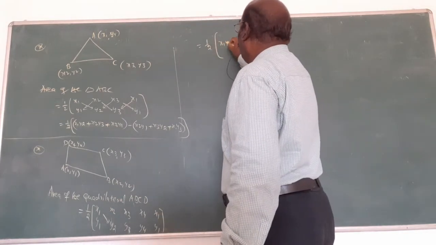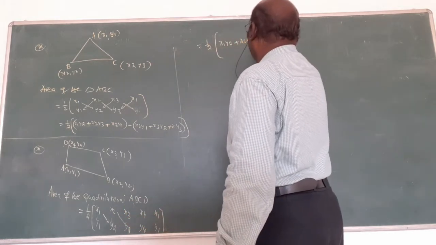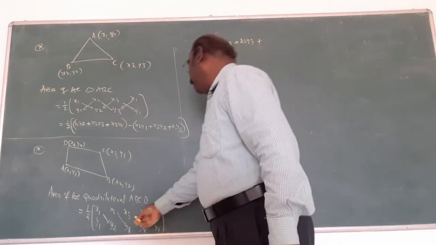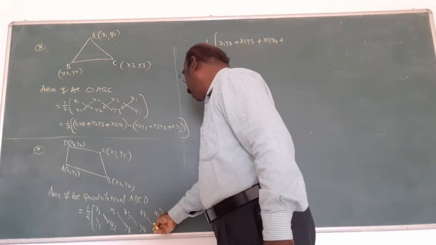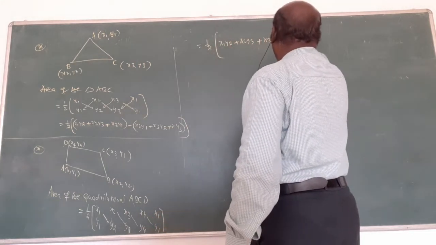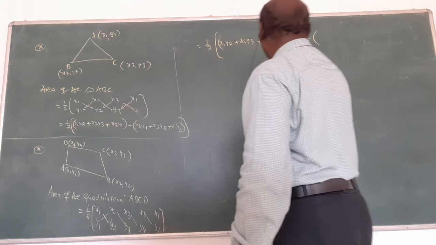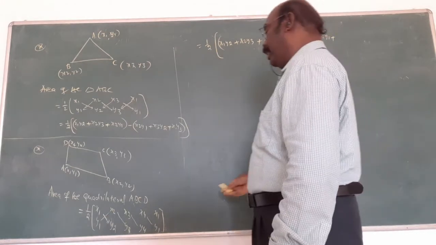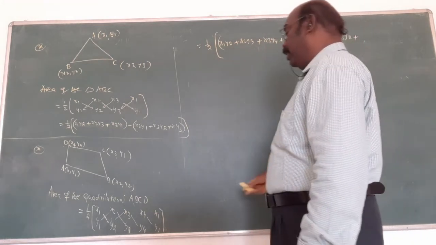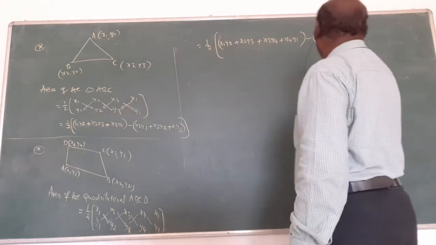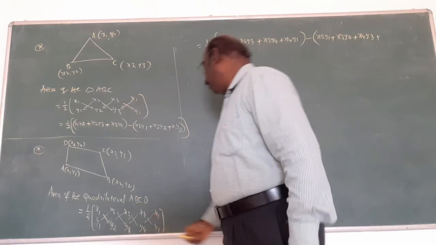x1 into y2 plus x2 into y3, next x3 into y4, next x4 into y1. Close up like that. Minus next x2 into y1, next x3 into y2, next x4 into y3, plus x1 into y4.